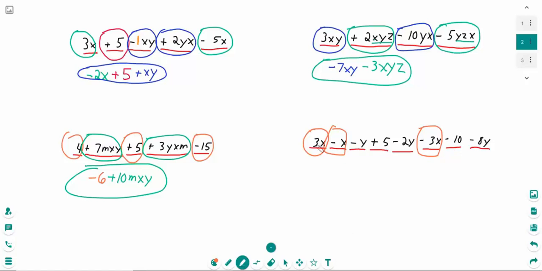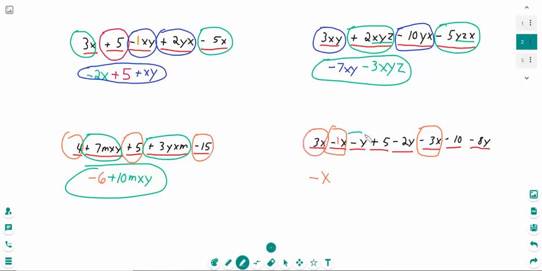So we can add these up. So we have a 3. Now remember, this has an invisible 1. So a 3 and a negative 1 would be a 2. A 2 plus a negative 3 is going to be a negative 1. So we're going to end up with a negative 1x. And again, I'm going to make that 1 invisible. So we'll just make it a negative x. And then we can go on to our next terms.